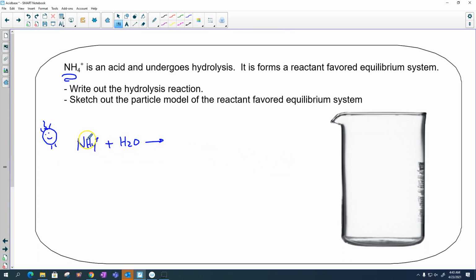So this guy is a known donator of an H plus, and therefore we get H3O plus, and we get NH3, and that is what we have left over. Of course, you notice that this guy should look familiar because that's ammonia. Ammonia. Okay, and this guy right here, his name is very similar. Ammonium.